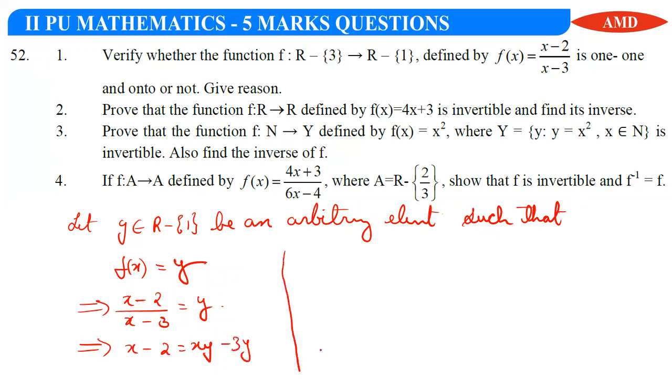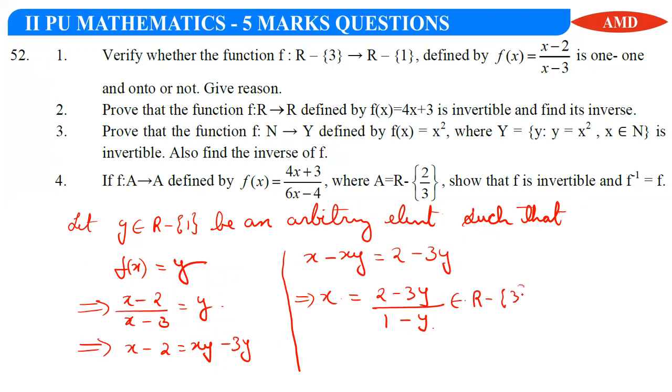Let us bring all the terms of x to one side, that is x minus xy is equal to all the other terms. I'm shifting it to the other side. We have 2 minus 3y. This implies x is common here, which is equal to 2 minus 3y divided by 1 minus y, which belongs to the domain, that is R minus 3. So we have proved that for every y which we have taken from the codomain, there exists one x which belongs to the domain. So let us write the conclusion.